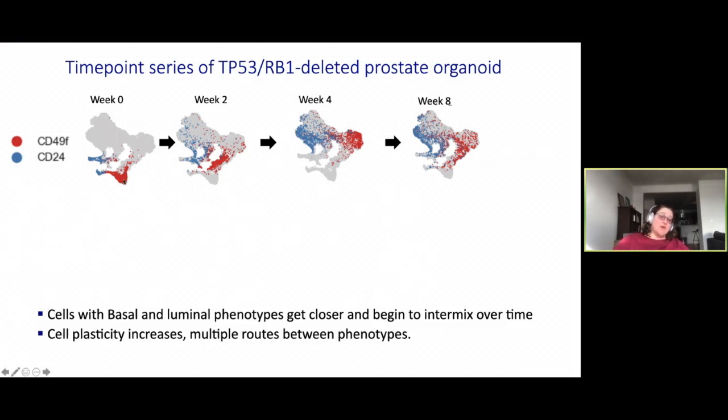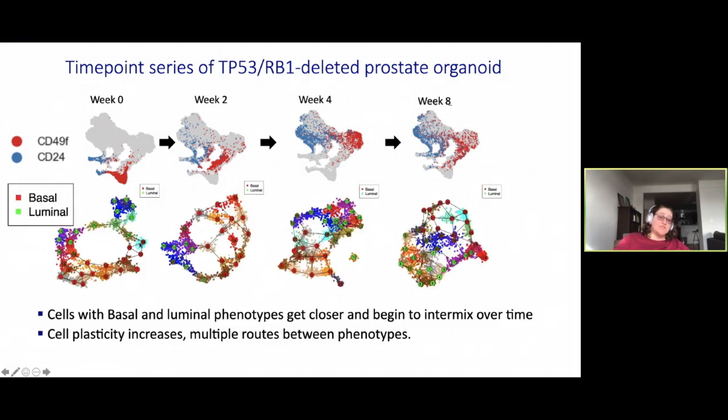So at the beginning, we have the basal and the luminal really well split from each other. And after we induce the mutation, the phenotypes come closer and become more and more intermixed. And remember, I was telling you about these graphs and the ability to switch from one state to another.